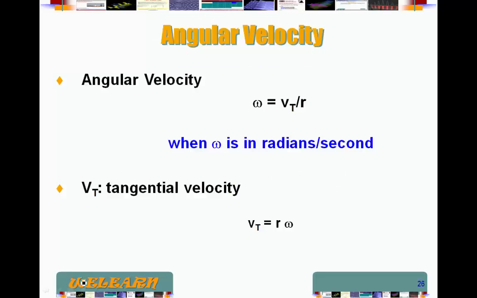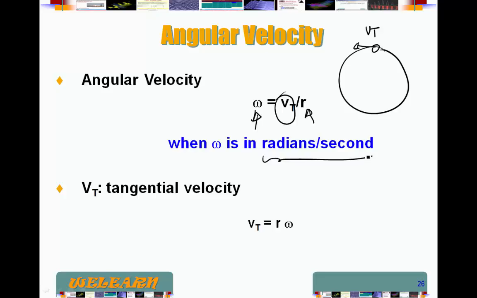Okay, the same relationship translates into other quantities. For example, the angular velocity omega is actually equal to the tangential velocity. Now, if a person is running with a velocity like this, that would be the tangential velocity over the radius. That's when omega is given in radians per second. Of course, we can rewrite the equation this way.